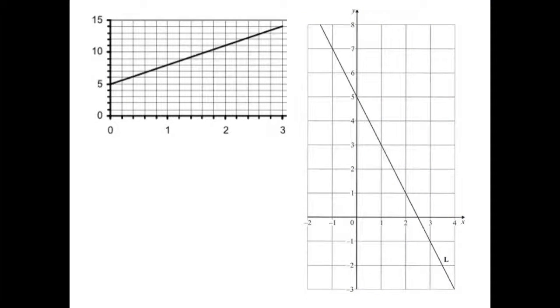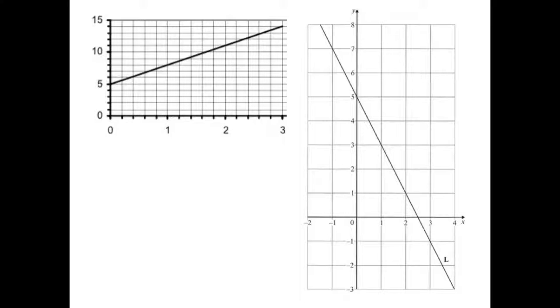So the gradient of a line is how steep it is. And the first thing we need to know is that the steepness of a line can be positive, like this first line here. And that means it goes up from left to right. This is a positive gradient, we say. Whereas this line on the right goes down from left to right, as we read from left to right. And we'd say it has a negative gradient. So positive goes up from left to right, and negative gradient goes down from left to right.